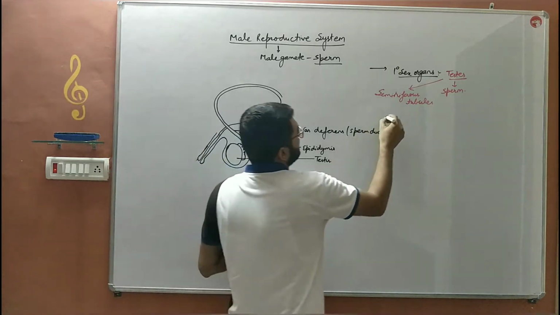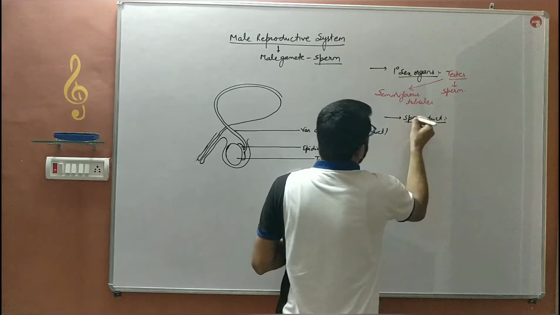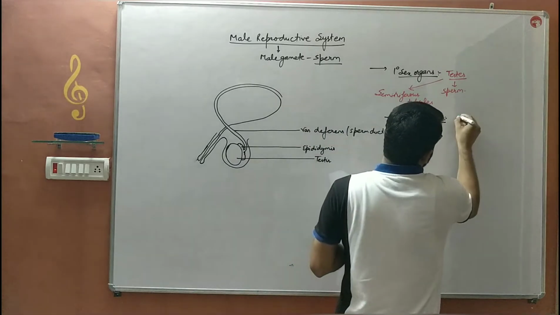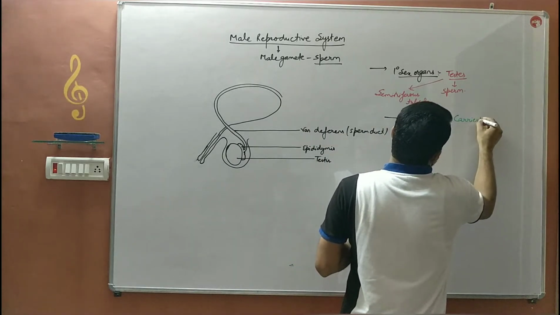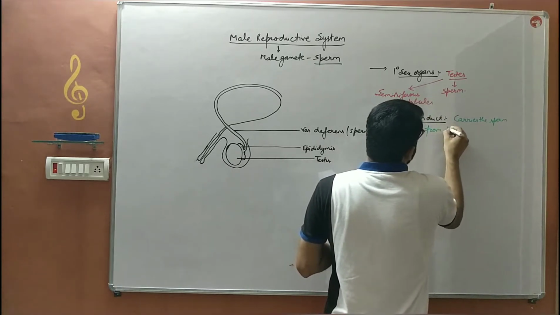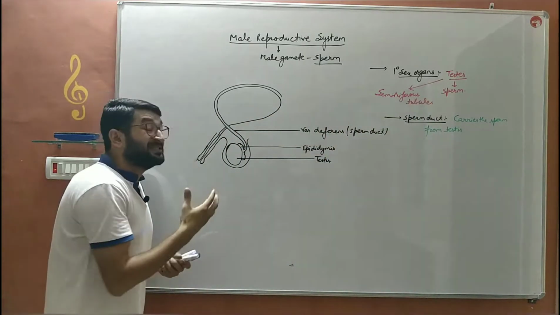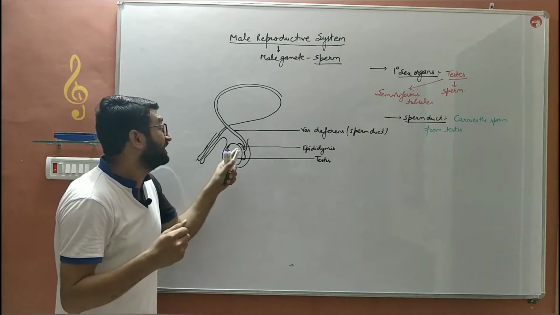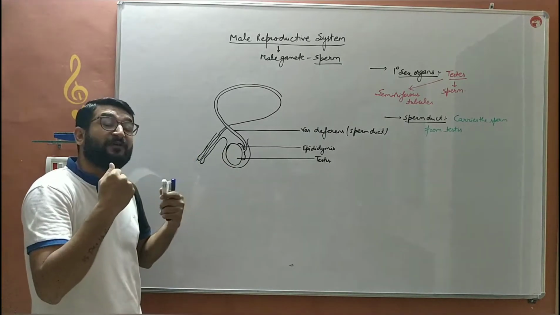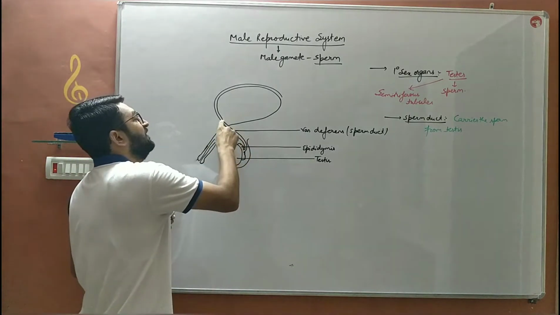So the next part is the sperm duct. What does it do? It carries the sperm from the testis to the urethra. It has a ciliated columnar epithelium in it, which has hair-like structures that move, and with the help of that movement, sperm get a push so that they can be pushed ahead.